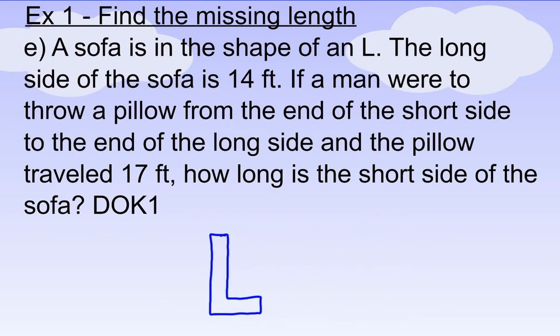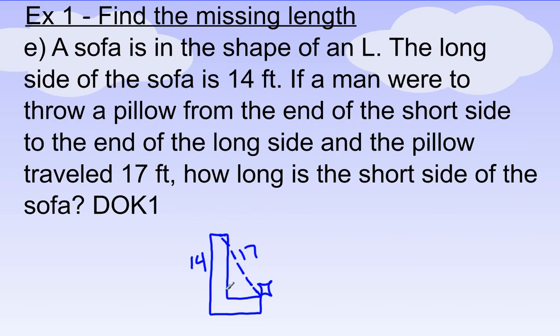The long side of the sofa is 14 feet. If a man were to throw a pillow from one end of the short side, so he's throwing a pillow from here. That's a terrible pillow. Let me try that again. Better. So he throws this pillow from the end of the short side to the end of the long side, and the pillow traveled 17 feet. So the pillow goes from here to there, and it went 17 feet. How long is the short side of the sofa?